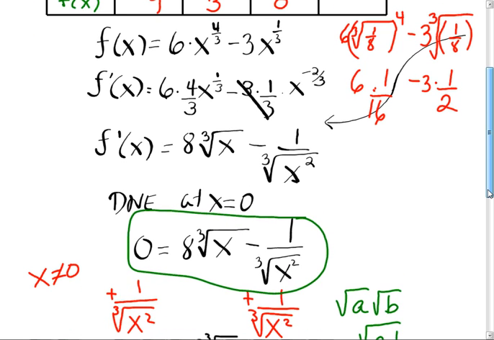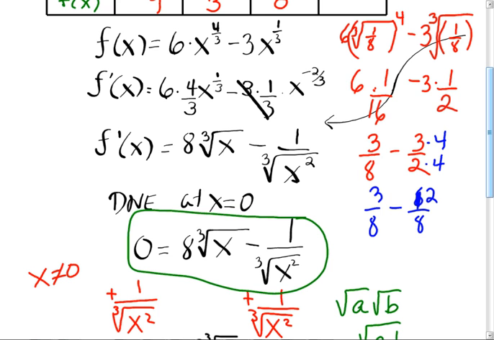And now we have to get common denominators. Okay, let's reduce that. What does that reduce to? 3/8. No, I divide by 2. Minus 3/2. And now I've got to get common denominators. So this is times what? 4. So it's 3/8 minus 12/8. No, a negative 12 and a positive 3. A positive 3 and negative 12 is negative 9/8.